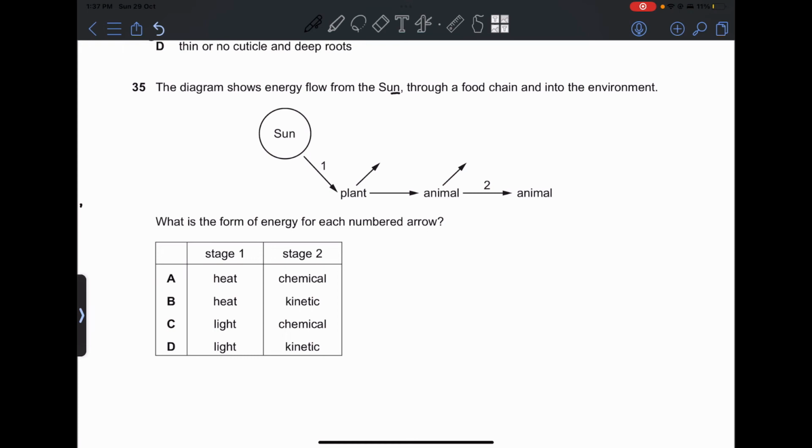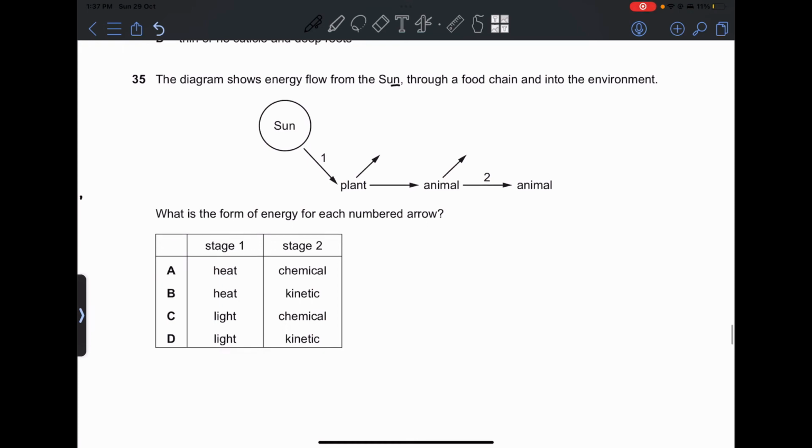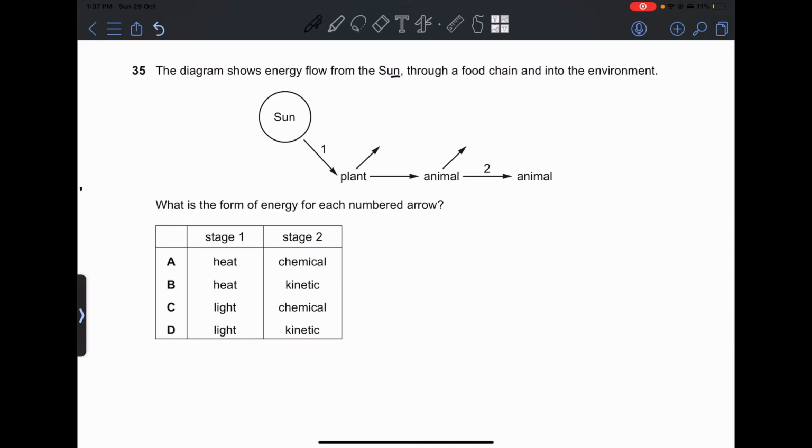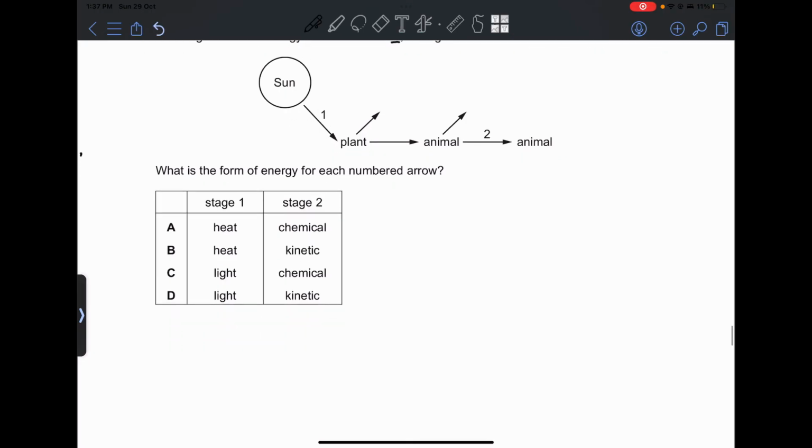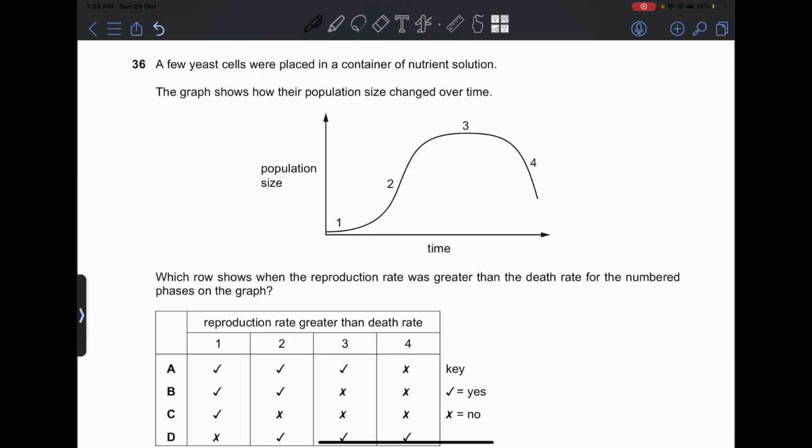35. The diagram shows the energy flow from the sun through a food chain and into the environment. What is the form of energy for each numbered row? So we know that number 1 is actually light energy because the sun gives out light energy. And from animal to animal, this is chemical energy. So our answer is going to be C.